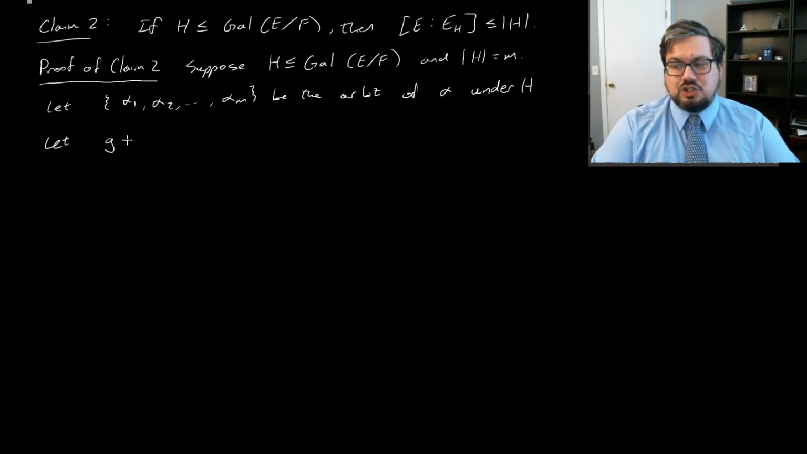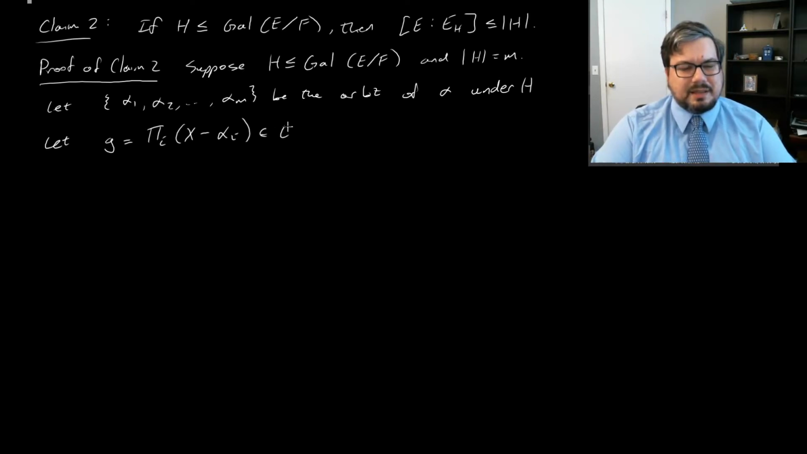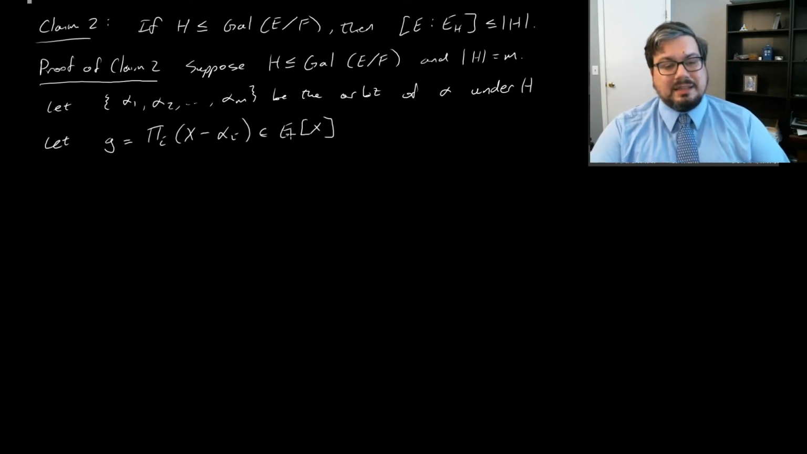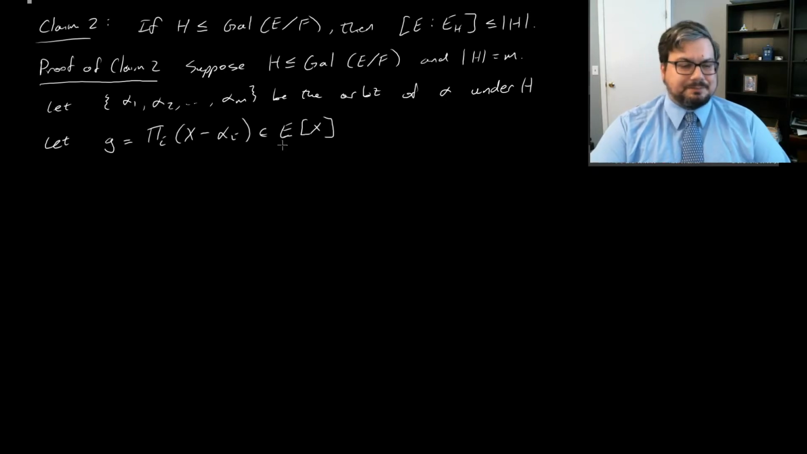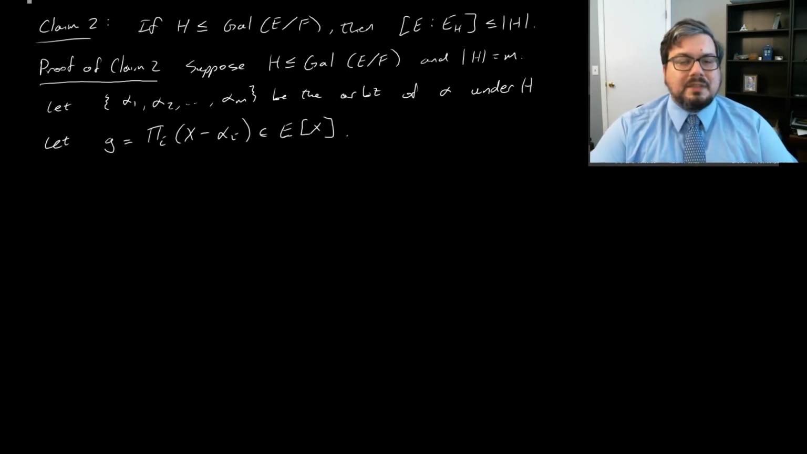Let's let G be the product over all i of X minus alpha i, and this, at least for now, just belongs to the polynomial ring E adjoin X. So this is the product of x minus alpha 1, x minus alpha 2, etc. up to x minus alpha m. So now let's note the following.